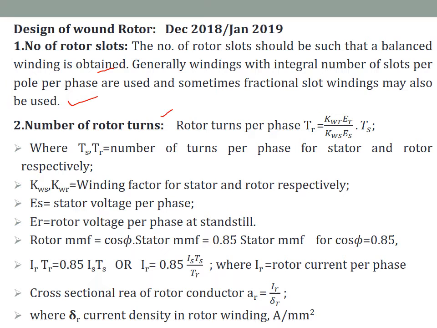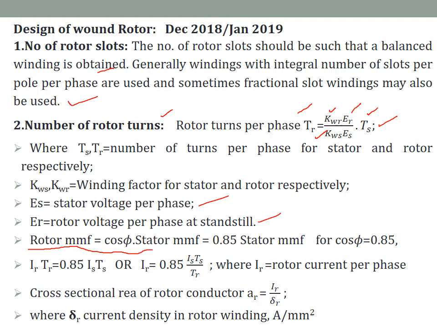Rotor turns per phase TR is equal to KWR ER divided by KWS into TS. Using this equation, we can find out the rotor turns per phase TR. So ER is the rotor voltage per phase at standstill, ES is the stator voltage per phase, TS is the number of turns per phase of the stator winding, KWR is the winding factor for the rotor, and KWS is the winding factor for the stator.